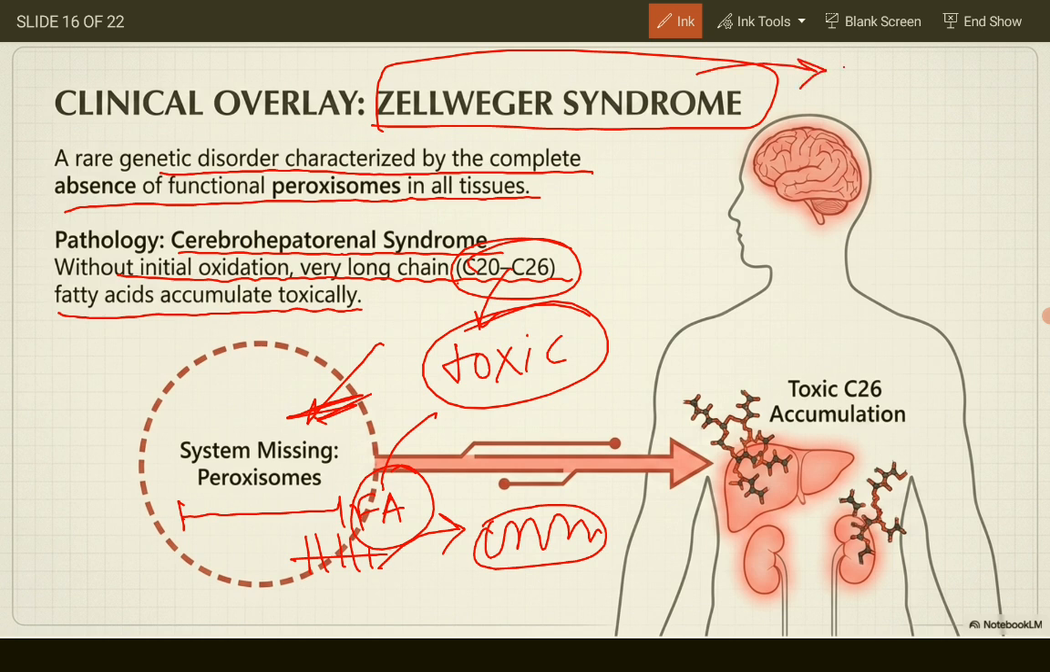This is due to lack of peroxisome, and it causes cerebrohepatorenal syndrome.